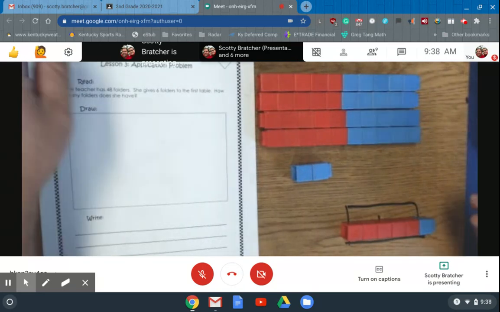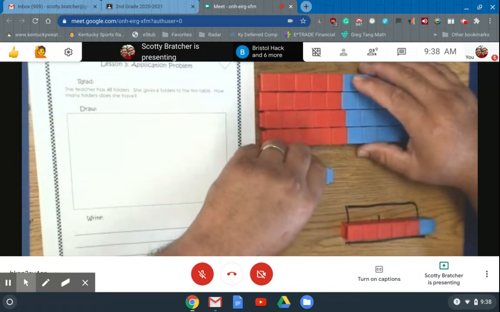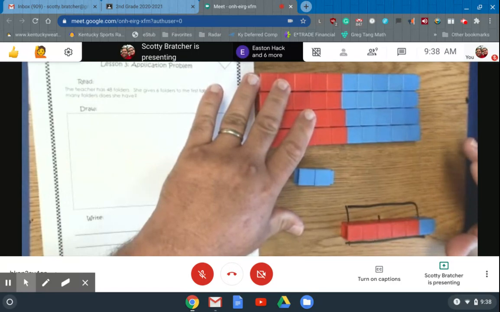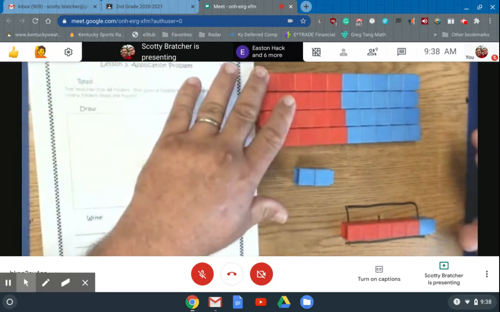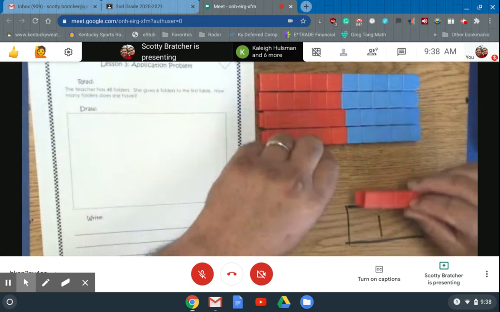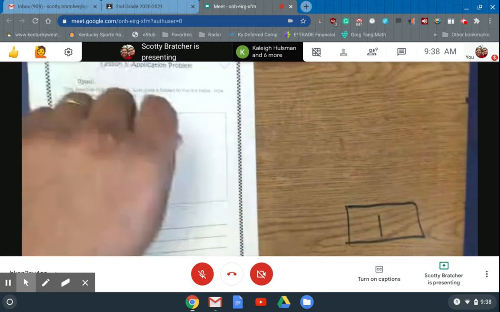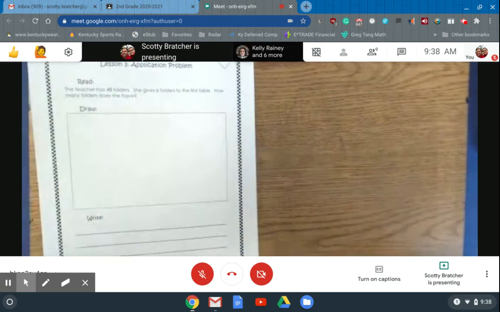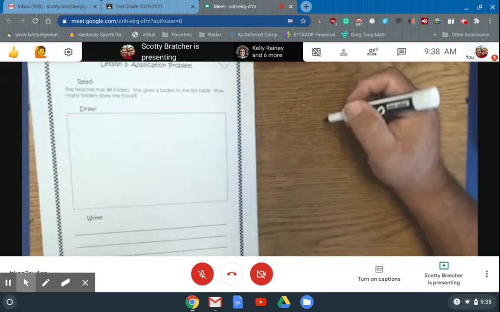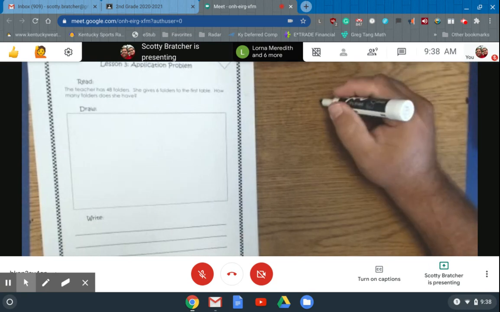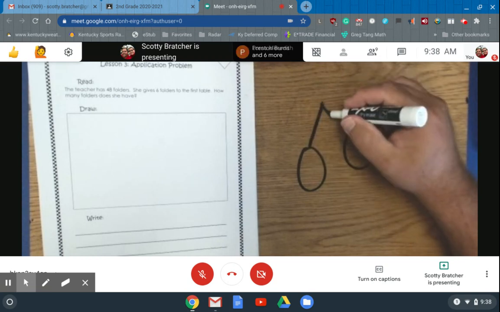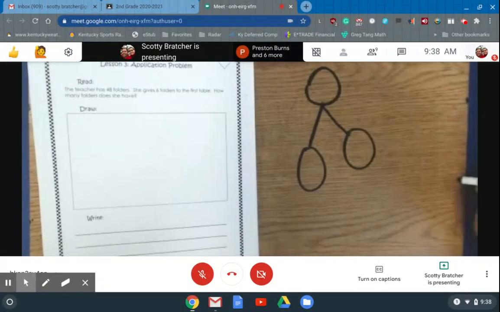All right. So now, we've acted it out with our blocks, and we come up with the answer of 42. Okay. Now, I'm going to show you what I would draw now. First of all, we've been talking about number bonds. And number bonds are parts, and then you've got it going up here to a whole. Okay? Right?